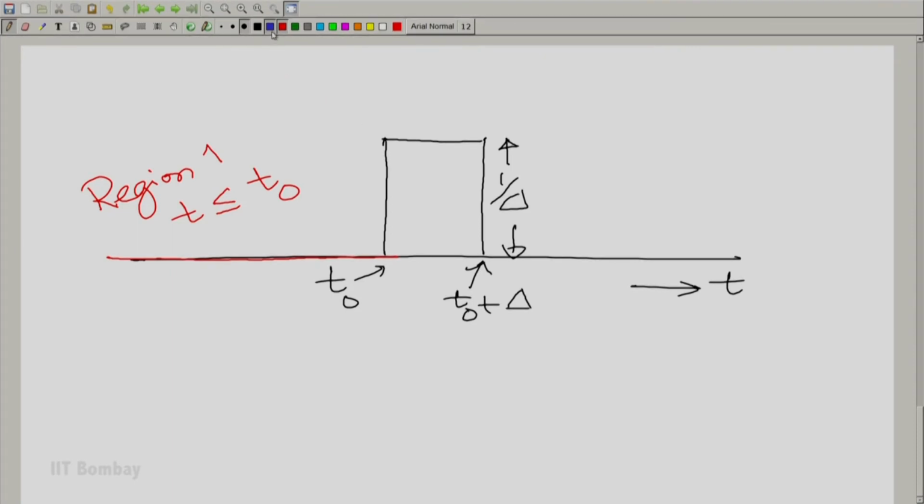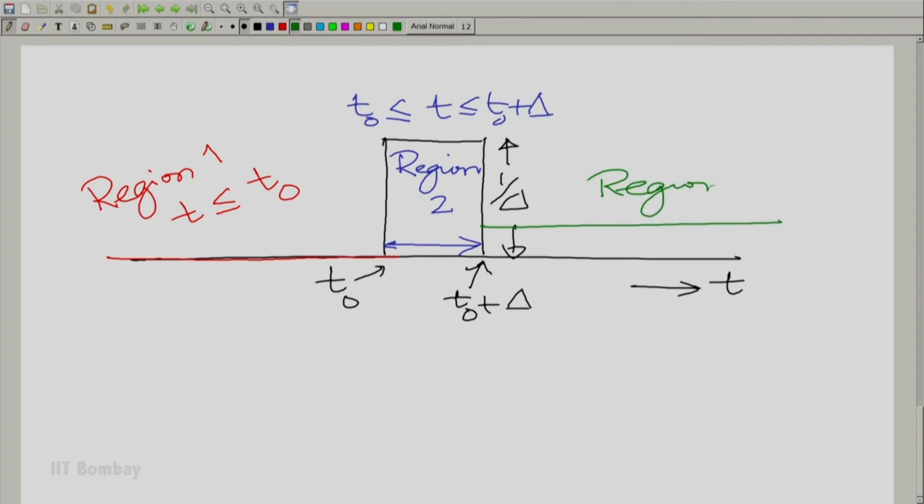Region 2, so you have t between t0 and t0 plus delta. And finally, region 3, where t is greater than, or you can even say greater than or equal to, t0 plus delta. And we will take these 3 regions separately.